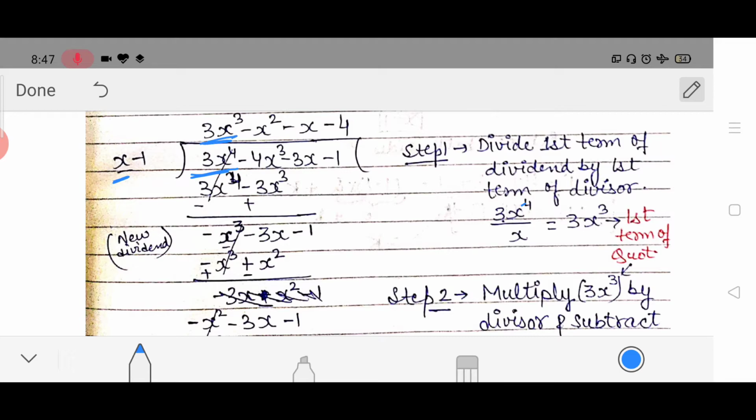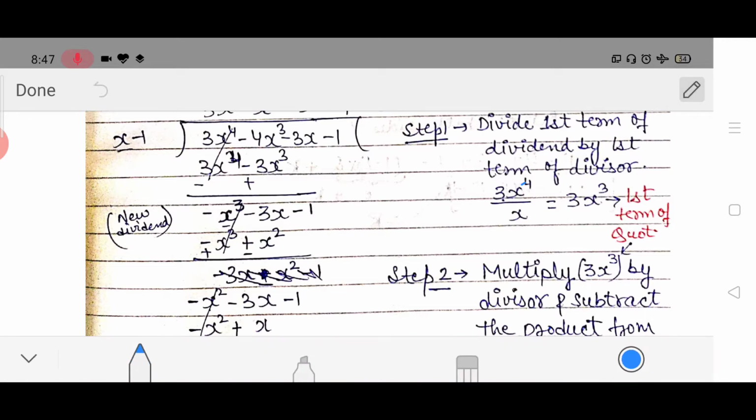Okay, now the second step. After this you have to come to the second step. In the second step, whatever we have got as the first term of the quotient, you have to multiply that term by the divisor, and after multiplying, whatever you get, you just have to subtract from the dividend. देखो इस फर्स्ट स्टेप में हमें क्या मिला, 3x cube. So you have to multiply 3x cube by the divisor, that is x minus 1.